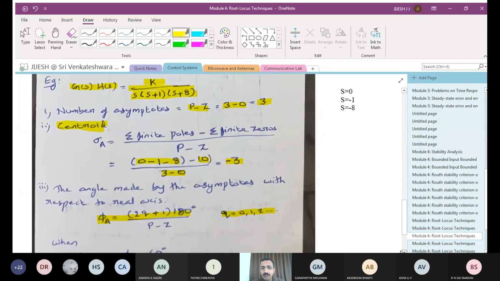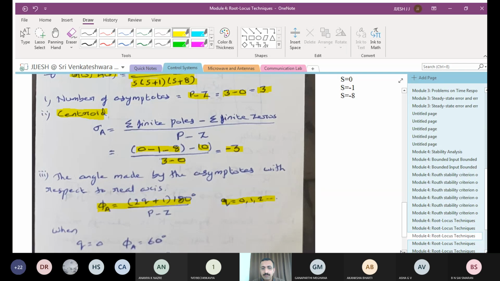So what is the angle you are going to get? You can solve it. When you substitute q is equal to 0, you will get phi a is equal to 60 degrees. Why? Because p minus z is already 3. You can substitute all those things: (2 into 0 plus 1) into 180 degrees divided by (3 minus 0). So you get 60 degrees.